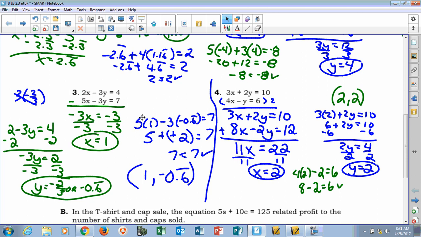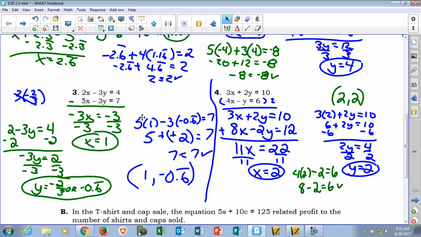Okay, so this was a good warm-up to kind of show you how elimination works. All right, so let's answer B. It says in the T-shirt and cap sale, the equation 5S plus 10C equaled 125. Related profit to the number of T-shirts and caps sold.